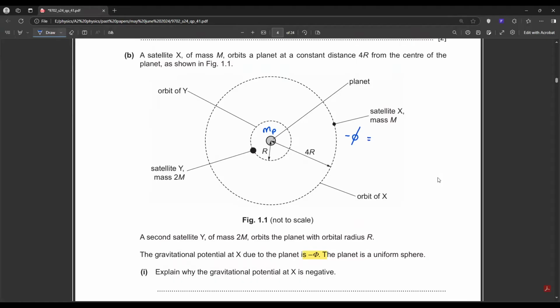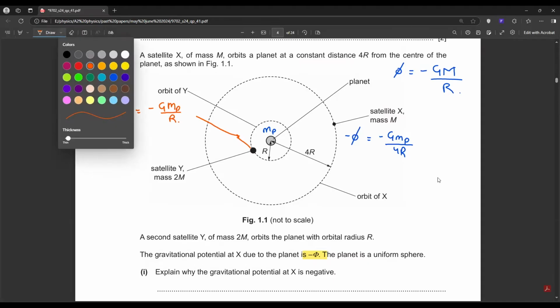This negative phi is equal to minus capital G, mass of the planet, divided by the distance, that is 4r. Do you remember the formula for phi? Minus capital G, capital M divided by the distance between the planet and the satellite. Now, for satellite Y, the gravitational potential at Y is equal to negative capital G, mass of the planet, divided by the distance, that is r.